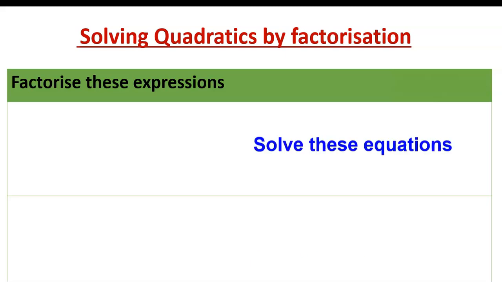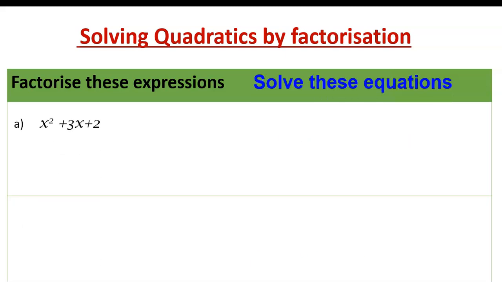Factorize this expression, solve this equation. Let's start with this one: x squared plus 3x plus 2. Let us factorize this expression together, because we know how to do it, we have learned. Factorizing this expression is something that you must be able to do based on the lessons that we have done already together. So how do we do it?